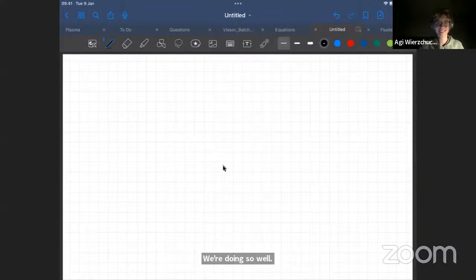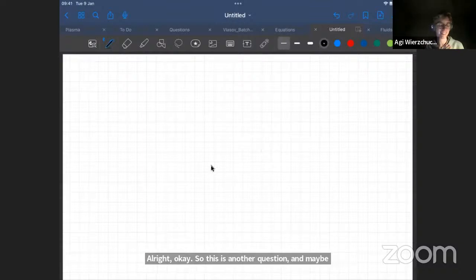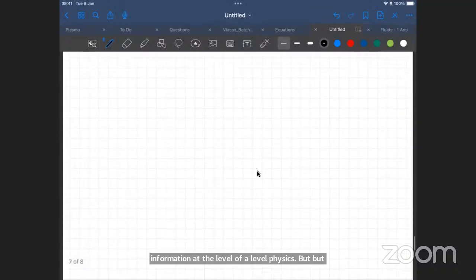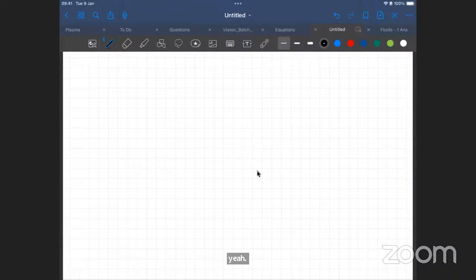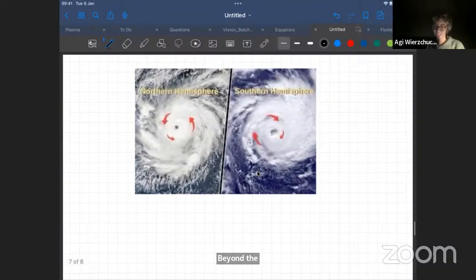All right, okay, so this is another question, and maybe Kat can correct me if I'm wrong, but I don't see a way you can do this question without any prior information at the level of A-level physics. Anyways, so what was I saying? I think this is the point where we're training beyond the PAT and A level, so that the PAT itself is less hard, isn't it? I forgot to show this.